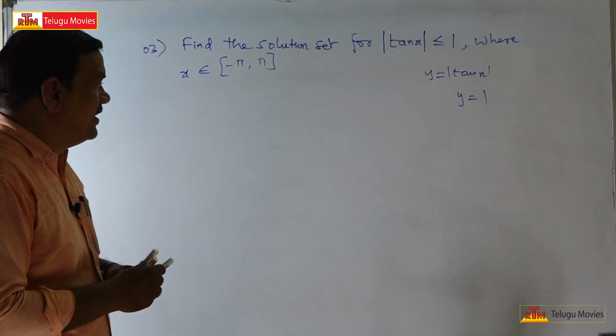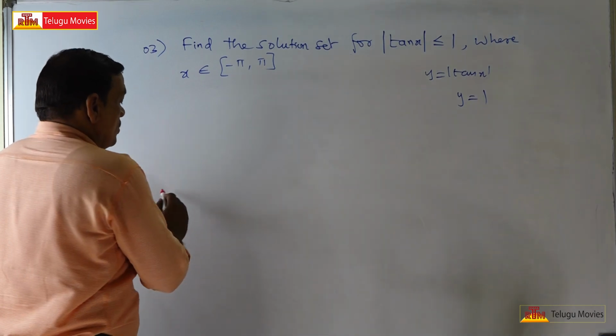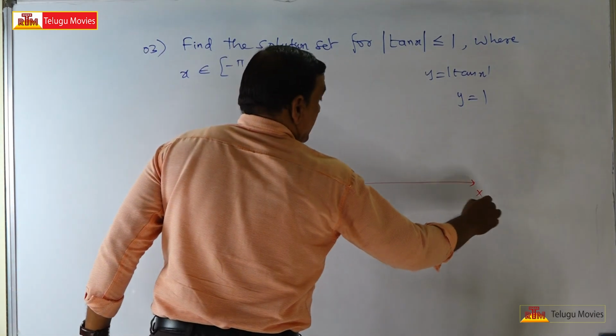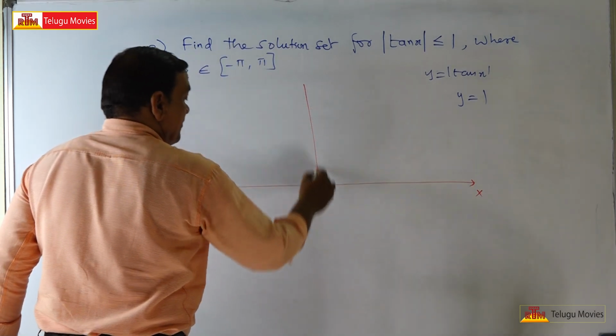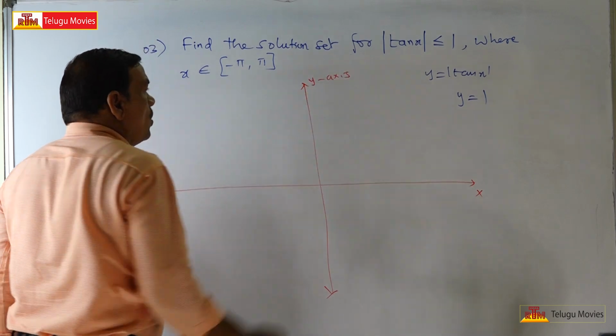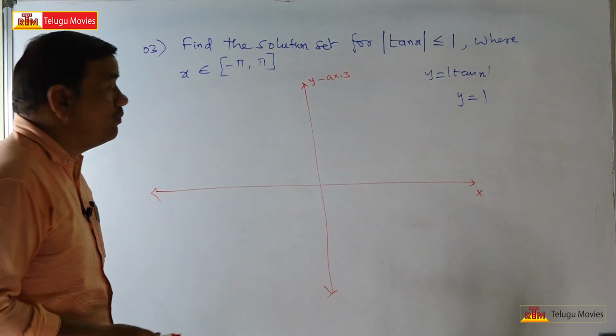Okay, so let me draw the graph. The horizontal number line is the x-axis and the vertical number line is the y-axis. Okay, now from minus pi to plus pi.